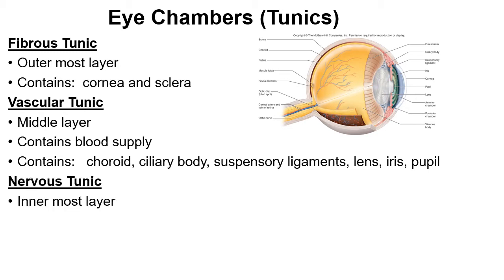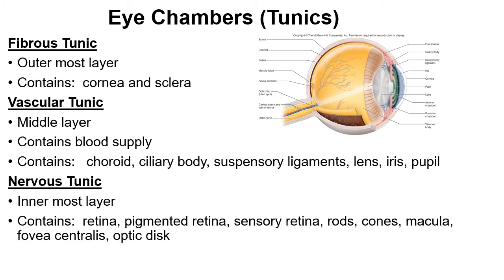The nervous tunic is the innermost layer. It includes the retina, something called the pigmented retina, the sensory retina, rods, cones, macula, fovea centralis, and the optic disc. So again, this is basically just taking that same information from the table and putting it into a picture form.